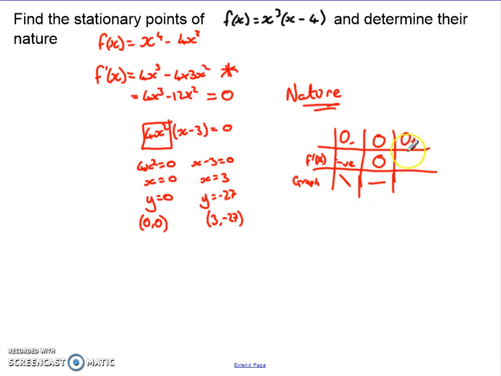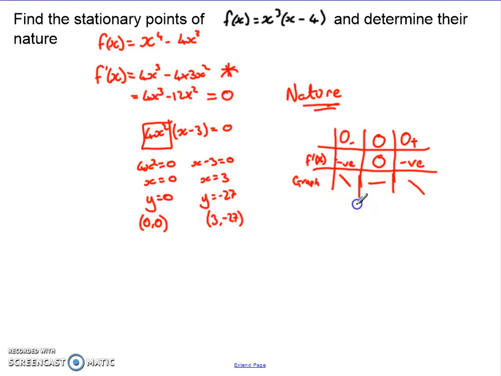Imagine I then pick a value just above it, so let's say 1. I'd end up with 4 times 1 cubed, which is 1, so I'd get 4. Take away 12 times 1 squared, which is 1, so it's going to be minus 12. So 4 take away 12 gives me negative. So I know it's going to be negative above it too. So what that means is the graph above it is going to come down like that as well.